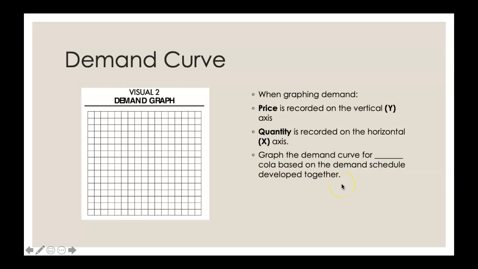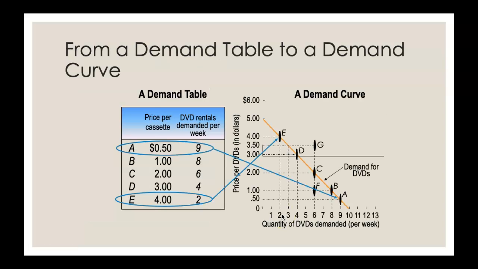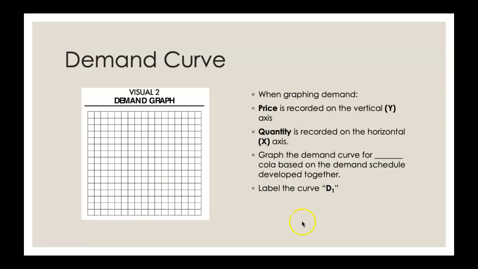Graph the demand curve for the cola that you chose based on the demand schedule developed together. Now you need to label the curve D1, D with a subscript 1. That's how you will label. We're going to be doing a lot of graphing this unit, and the best place to put the D1 is at the end. Let's say you draw your curve like this. The best place to put it to keep it out of the way is down here at the end of the curve.